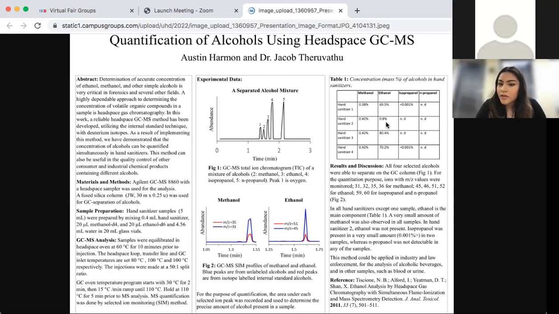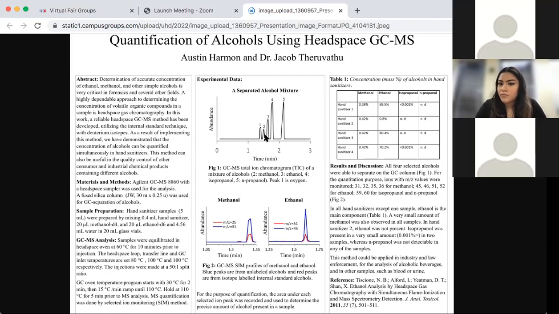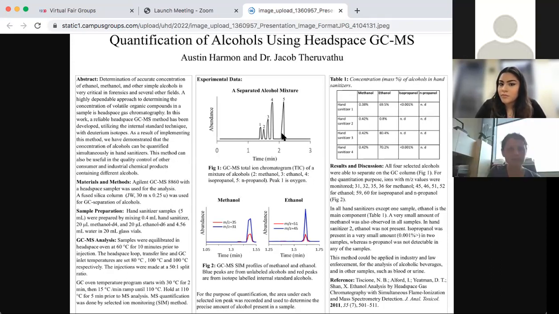So this figure 1 is a separated alcohol mixture. It was just a test to see how well the instrument can function. We mixed methanol, ethanol, isopropanol, and N-propanol all in one vial, and then we placed it in the machine. The machine separated all 4 alcohols, and this is what it looked like when it's separated. It all showed up as a different peak. So that's how we know that methanol is right here, then ethanol, isopropanol, and N-propanol.